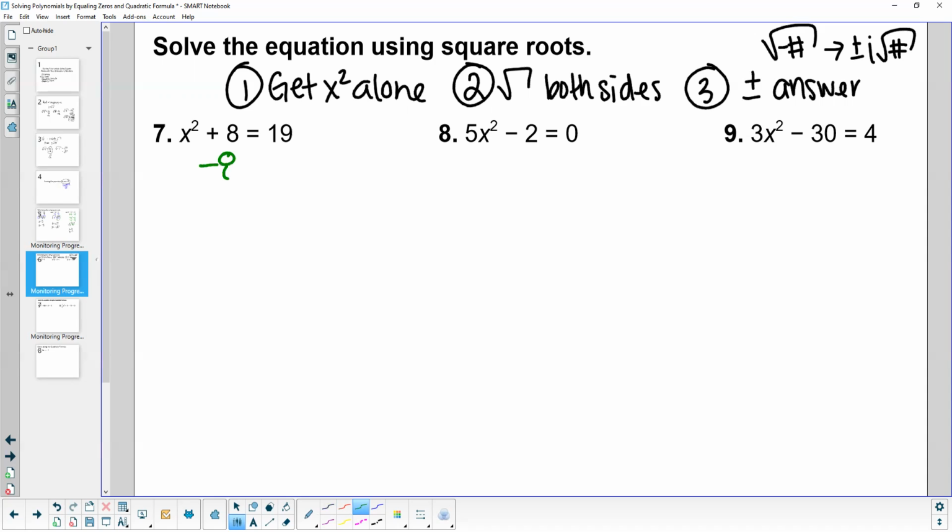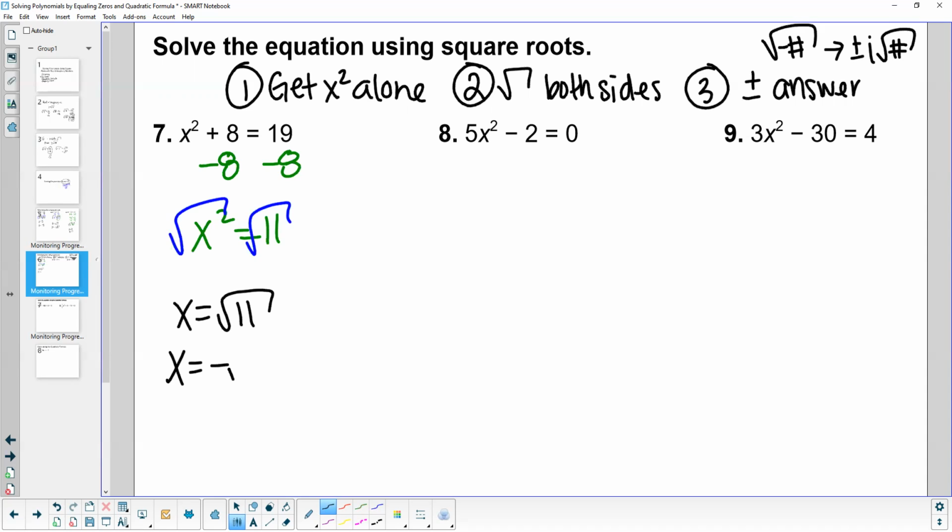We are going to subtract 8 from both sides. I get x squared equals 11. So my next step would be to square root both sides. And we get x equals the square root of 11. But I also want the negative version, so x equals the negative square root of 11.